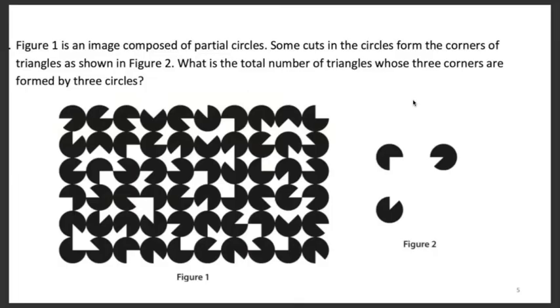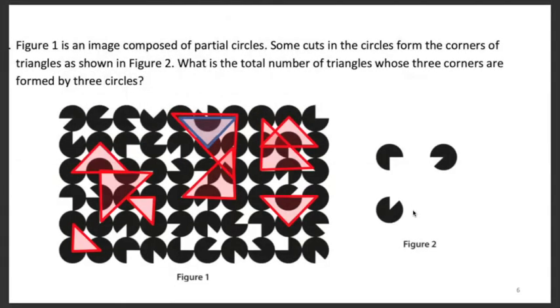Figure 1 is an image composed of partial circles. Some cuts in the circle form the corners of a triangle like this. What is the total number of triangles whose 3 corners are formed by 3 circles? Count the total number of triangles whose 3 corners are formed by these 3 circles, like we see in figure 2. So these are all the triangles that can be formed.